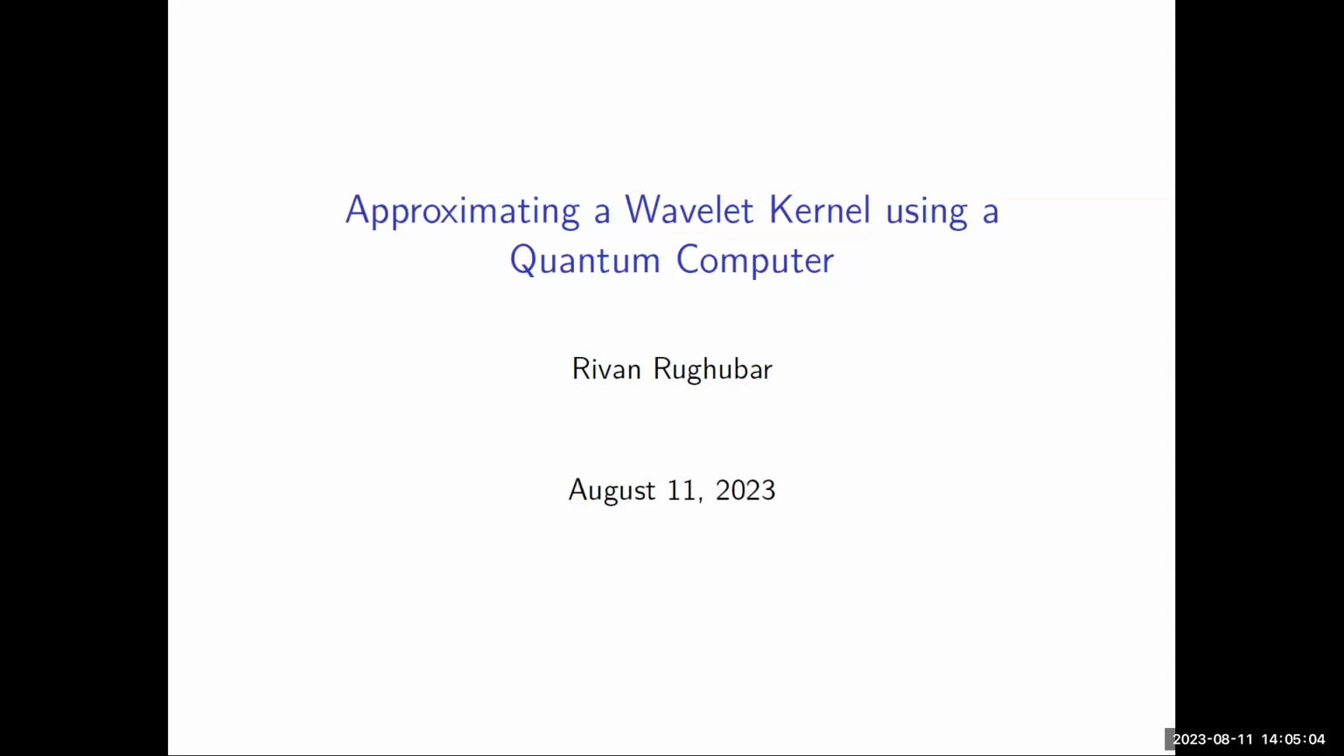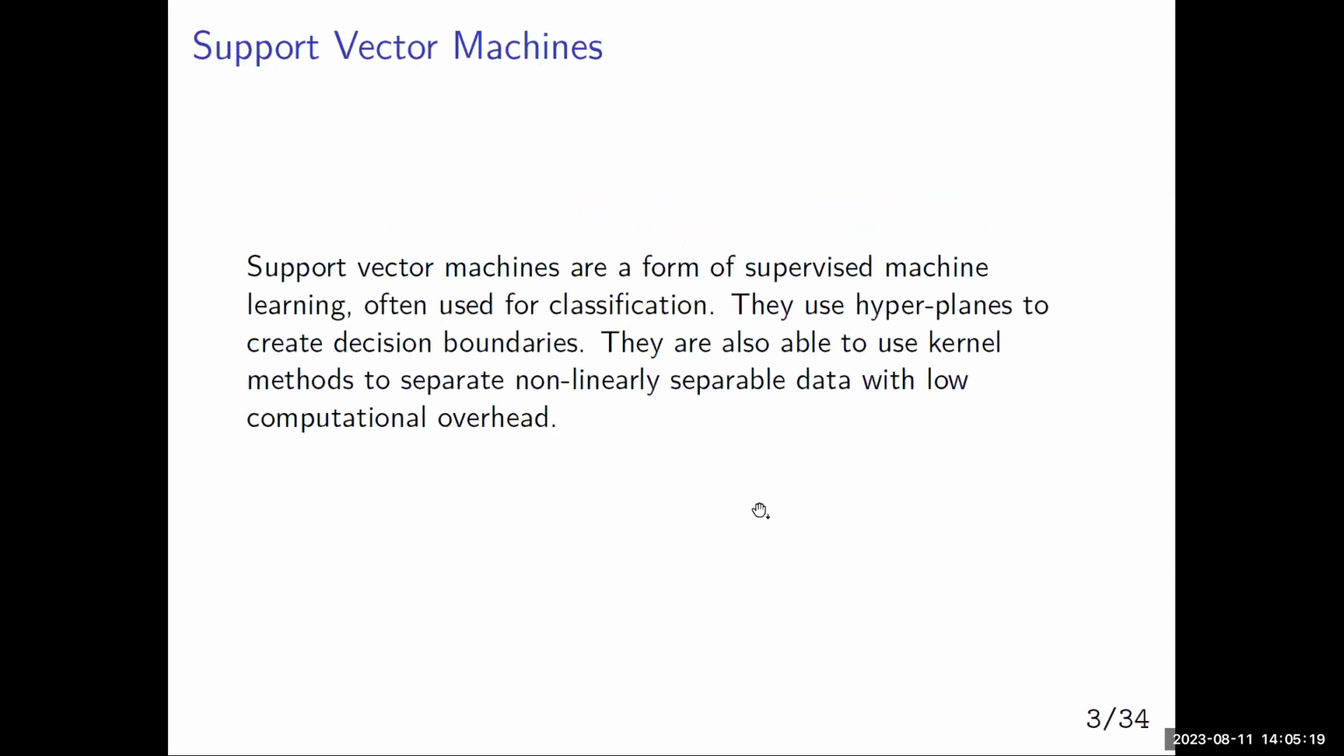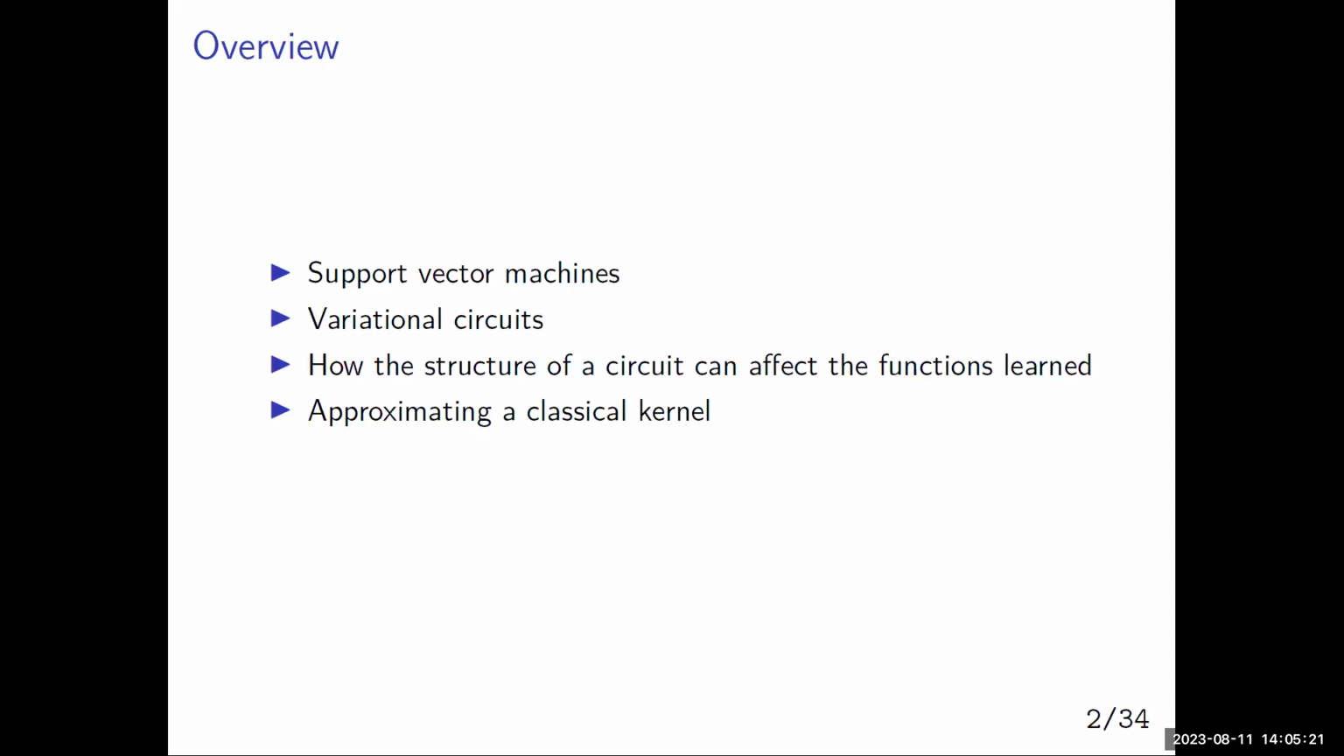So today we're going to go through how to approximate a classical kernel, which is the wavelet kernel, on a quantum computer. So I'm going to start by just quickly going through what a support vector machine is, and then a variational circuit or parameterized quantum circuit. And then we'll talk about how the structure of these parameterized circuits can affect the functions you learn. And then lastly, we'll go through to actually approximating a classical kernel.